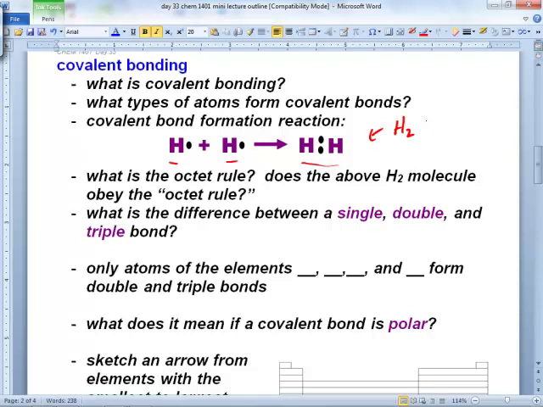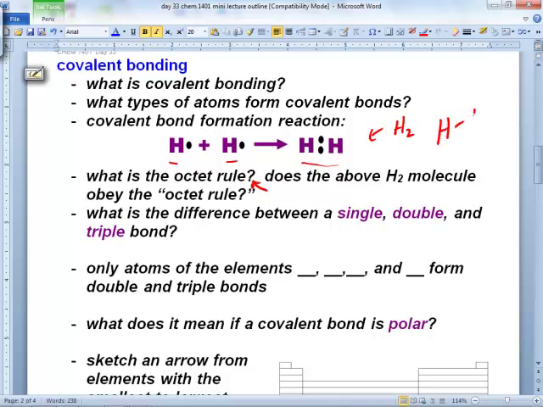Okay? Kelly, does it look like that molecule obeys the octet rule? What is the octet rule? It means that every atom in the molecule has to have how many electrons around it? 8. That's the octet rule. Every atom in a molecule needs to have 8 electrons around it. Does it look like hydrogen obeys the octet rule? No.